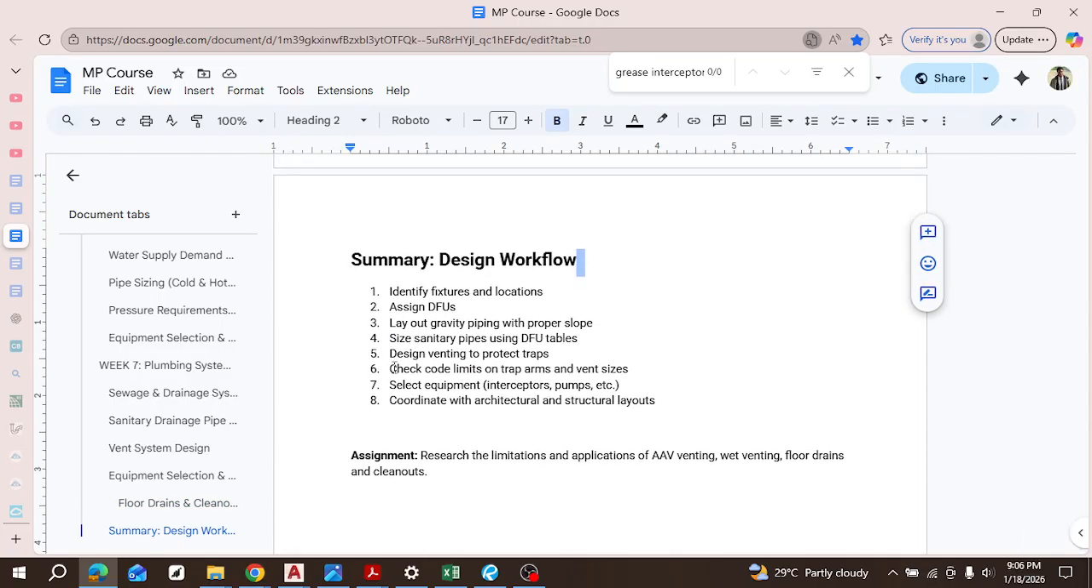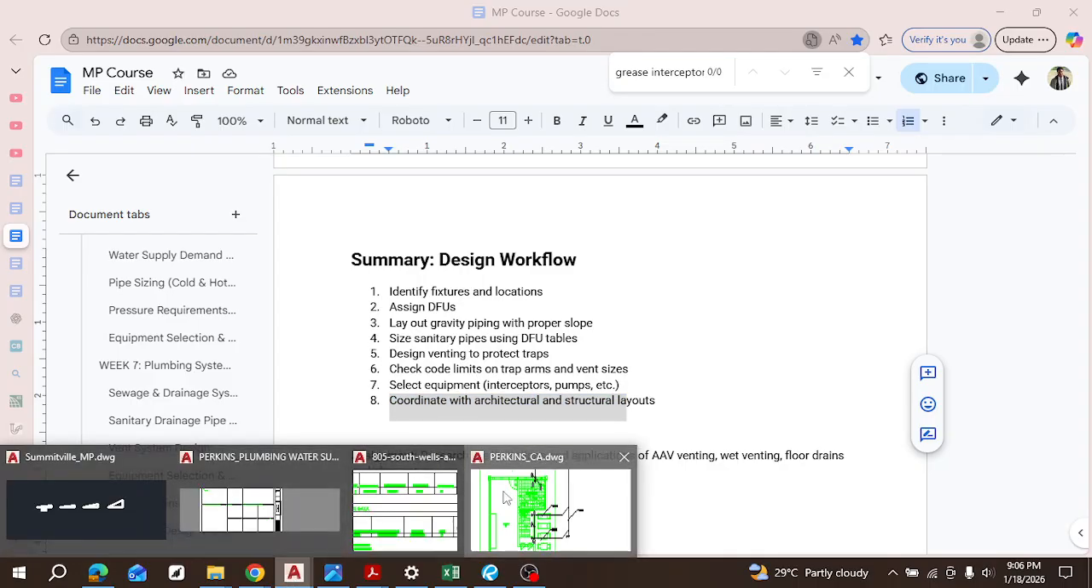So next, check code limits on trap arms, right? This you don't always have to check. You just need to have the standards, right? This shouldn't even be here. Then select equipment. In this case we didn't need interceptors or pumps because there's no need for it. Now I'm going to send my file to my architects and structural engineers, right? So I think you are good.